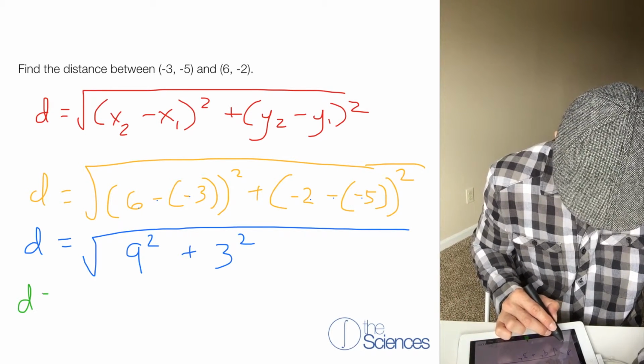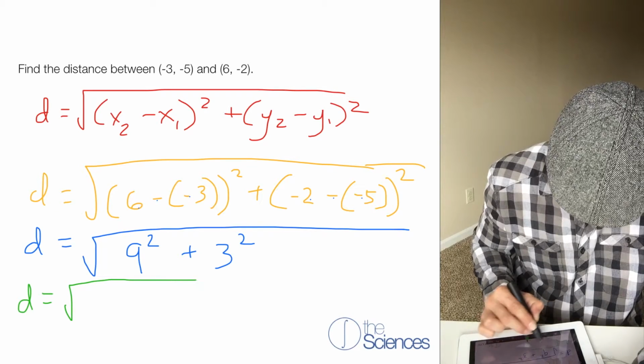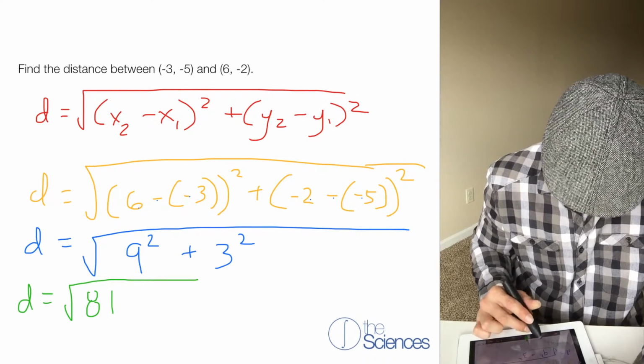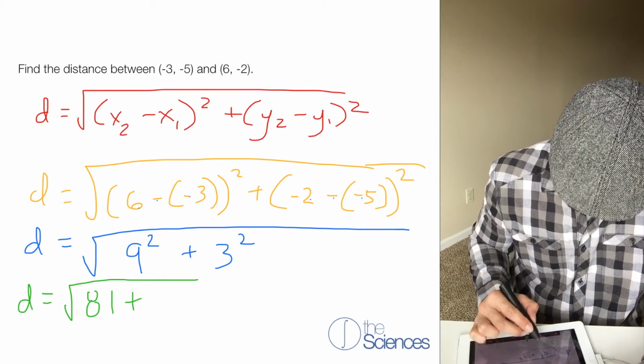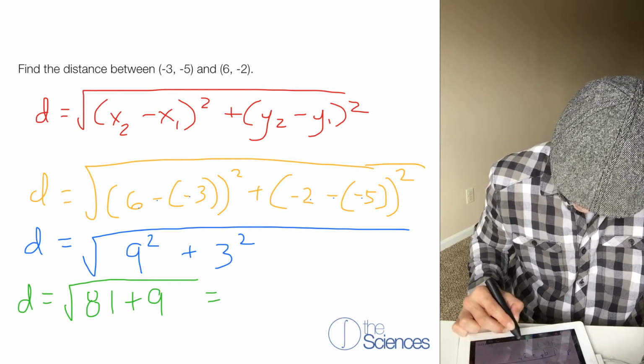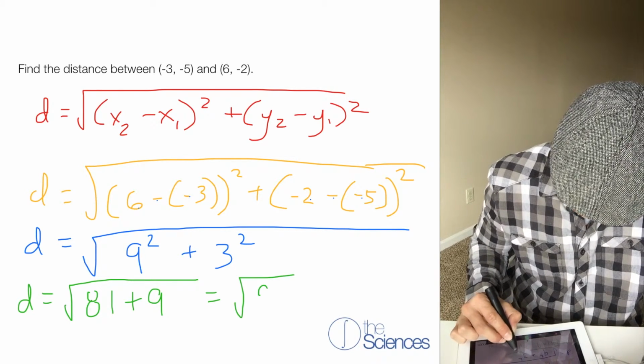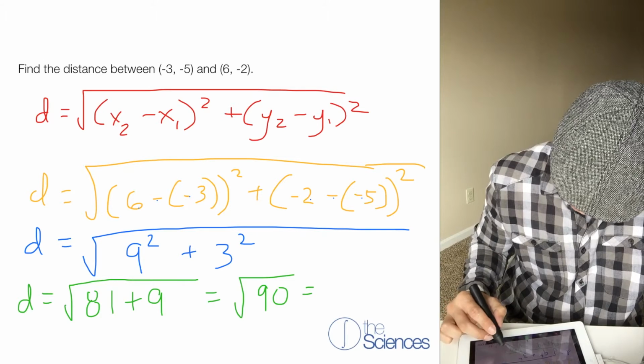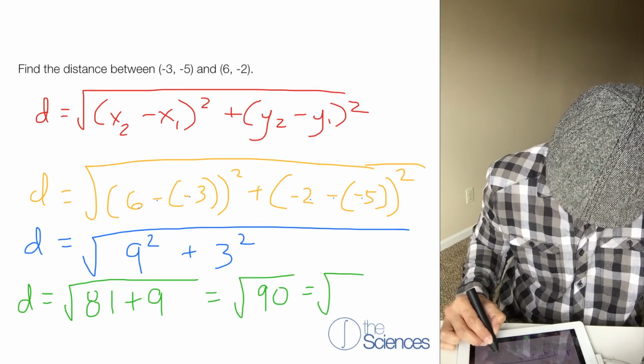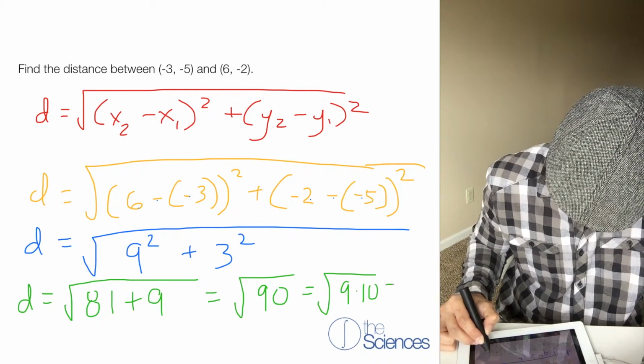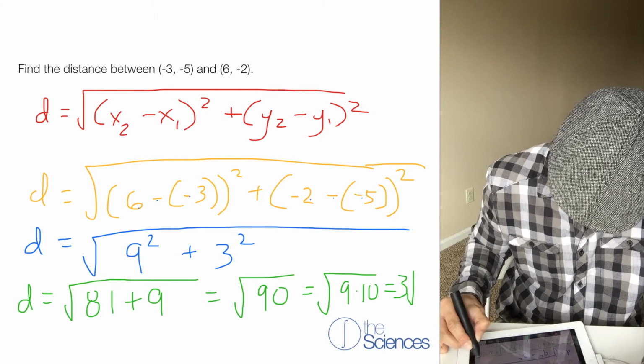So now we have d equals the square root of 81 plus 9, which gives us the square root of 90, which gives us the square root of 9 times 10, which gives us 3 square root of 10.